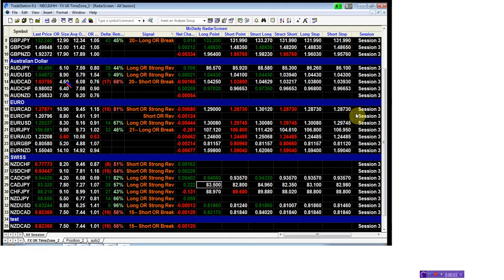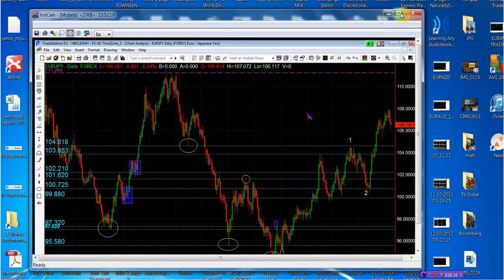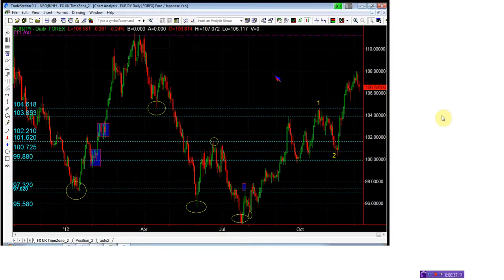Euro Yen. And looking at the Euro Yen, we are now at 106.58. This is quite an interesting chart for the Euro Yen.